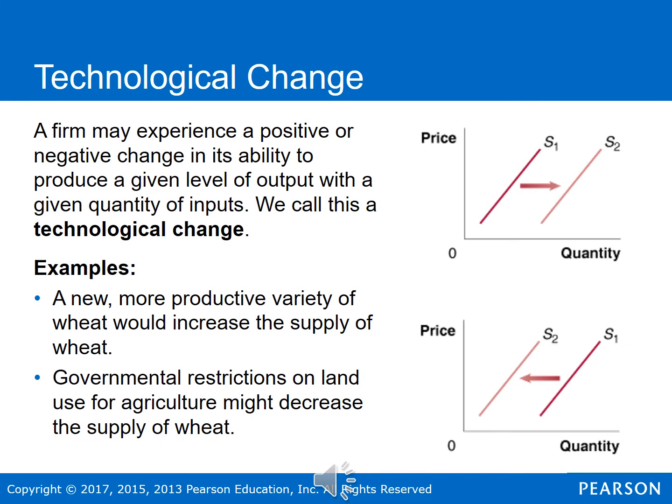So if there's a positive technological shock, that's going to increase the supply, going to shift the supply curve to the right. So the figure on the right moving from S1 to S2. A decrease in technological change will shift the supply curve to the left. So on the figure on the right on the bottom, moving from S1 to S2.